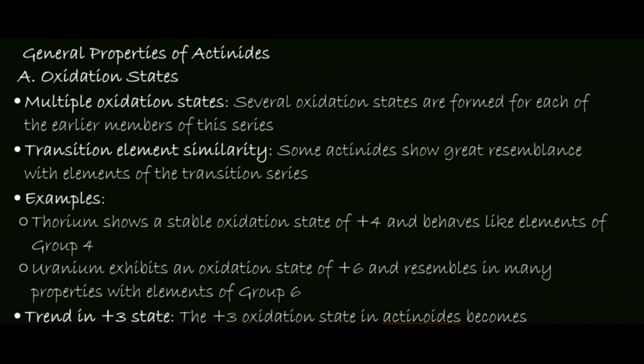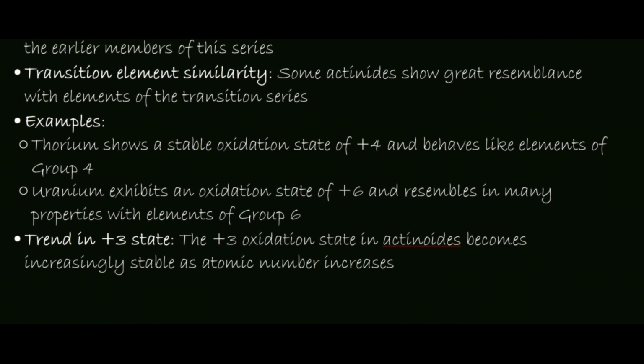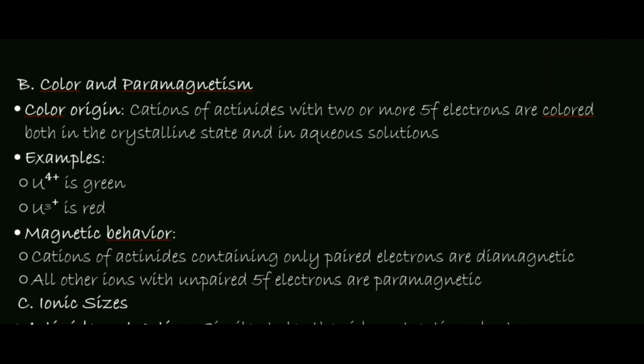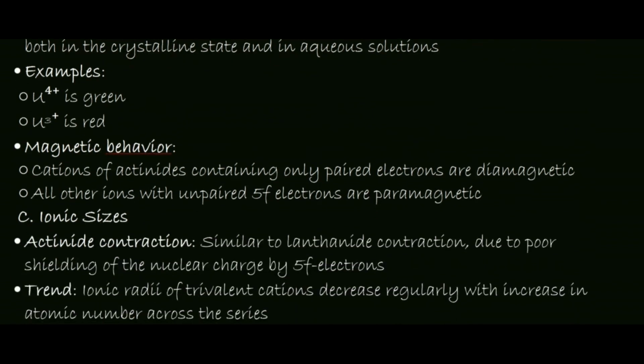For example, thorium can show plus 4 so that it can behave like a group 4 element. Okay, then uranium exhibits an oxidation state of plus 6, resembling many properties of the group 6 elements. The plus 3 oxidation state is more stable in F block elements. Color and paramagnetism. Paramagnetism means unpaired electrons, right? So you can expect questions on the number of unpaired electrons here as well. Actinides are mostly colored. U4+, uranium 4 plus, is green in color, uranium 3 plus is red in color. The color chart that you can remember.